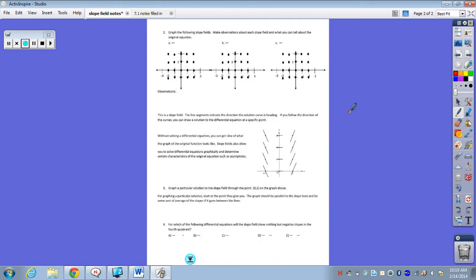So we're going to draw slope fields for this. So it says graph the following slope fields and then make observations about each slope field. So if you can pause the video and then try graphing these 3 slope fields like we just did, and then you can check your answers.